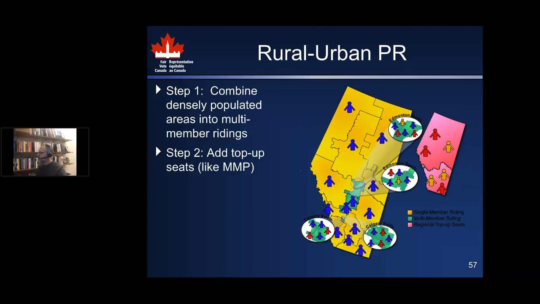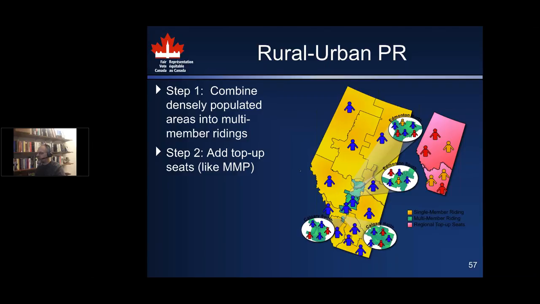And that's shown with the reddish-pinkish diagram on the right. In this case, we have two regions, a northern Alberta region and a southern Alberta region, each with three top-up MPs. And like with mixed-member proportional, those top-up MPs are chosen to make the overall selection of MPs proportional to the actual votes.